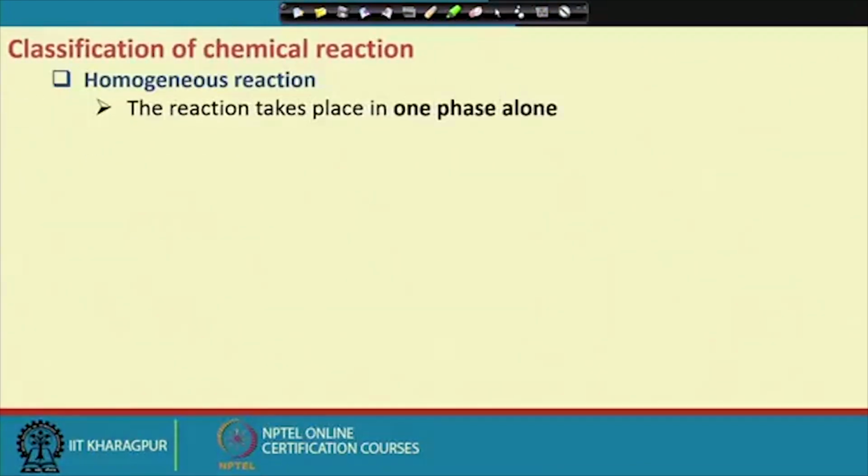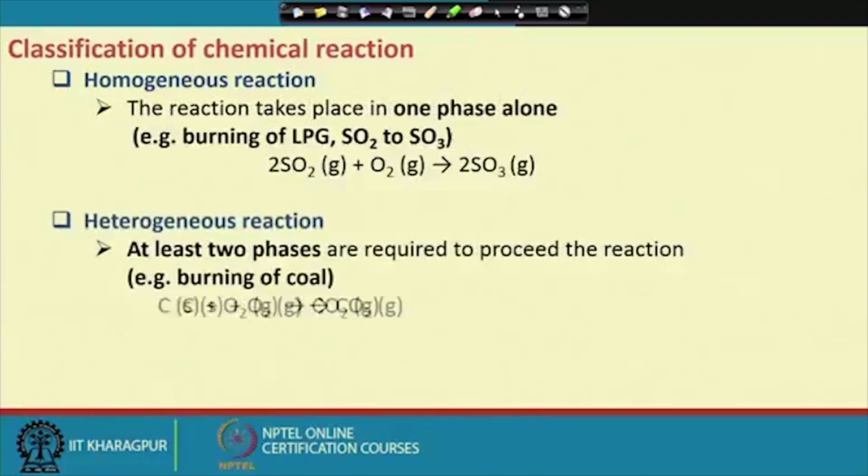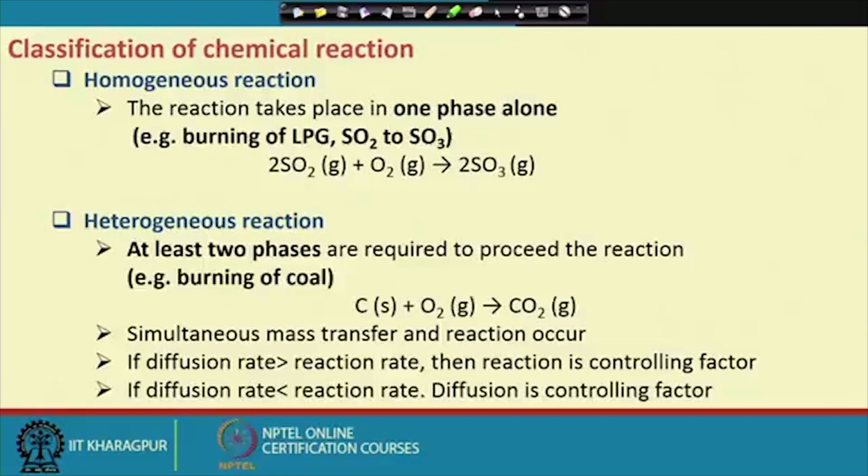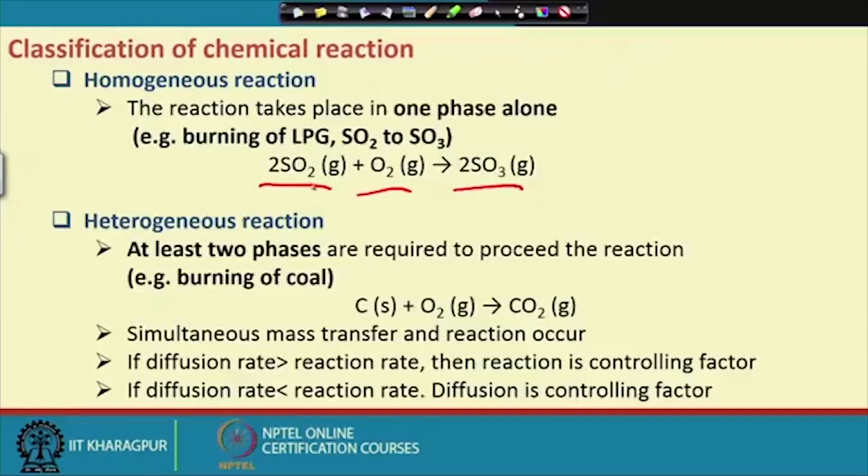Now, for homogeneous reaction, we have the example of sulfur dioxide. In the presence of oxygen, it produces sulfur trioxide. This occurs particularly in the sulfuric acid production process. You might know that sulfur trioxide in the presence of water produces sulfuric acid. When sulfur dioxide is oxidized further to sulfur trioxide, these are all in the gaseous phase. This is gas, this is gas. So, the reaction occurred in one particular phase. Since the reaction occurs in one particular phase, we call it homogeneous reaction.